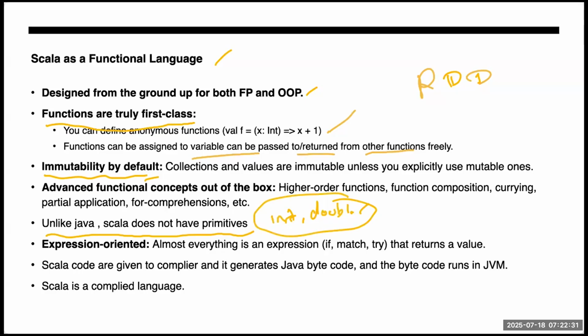But the downside with this is that they are not objects. You cannot call any method on them. So you have a wrapper on the int, which we call Integer. So you can call methods on top of Integer and all.